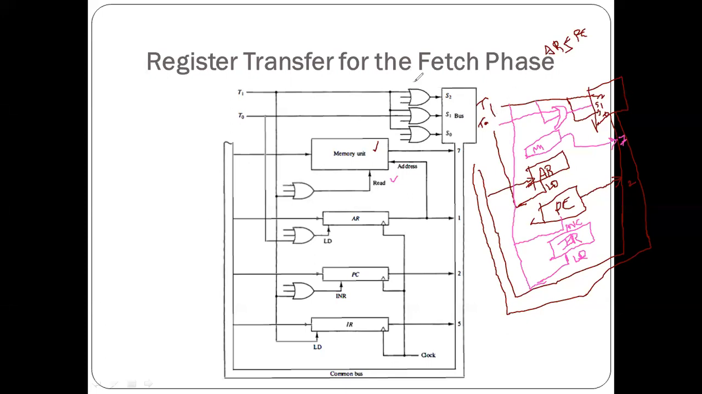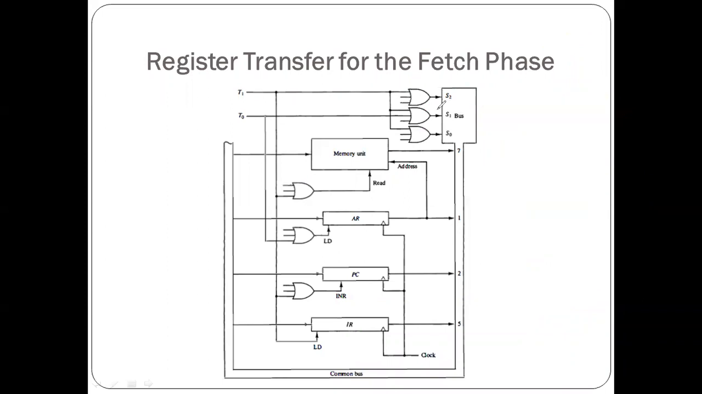It is facilitated here with an n-input OR gate, because for the next time sequence T2, a few more inputs may come into the picture, which will activate some other register, right? Likewise, for adding other states, we have given multiple OR gates. Is this clear? Register transfer for the fetch phase mainly.